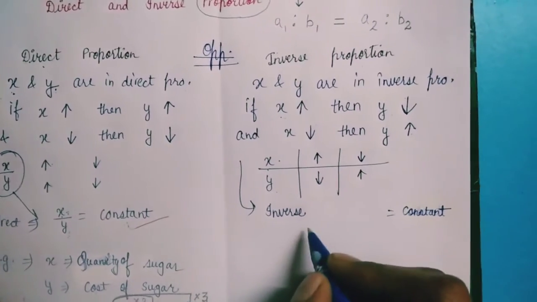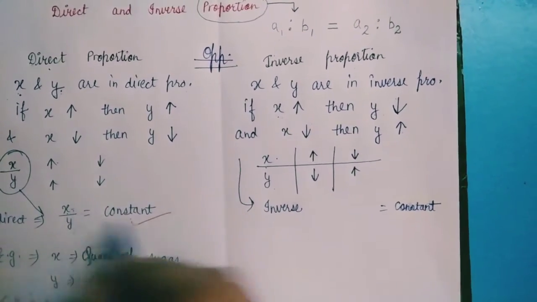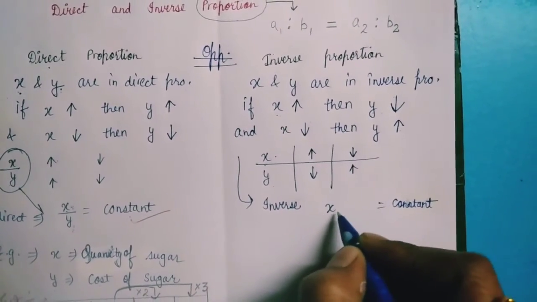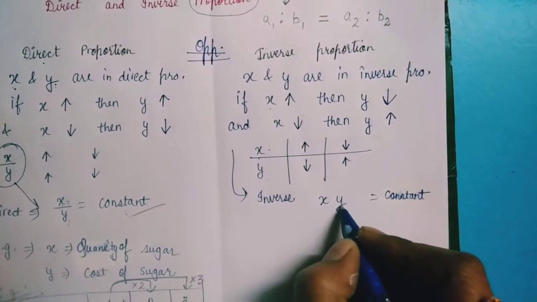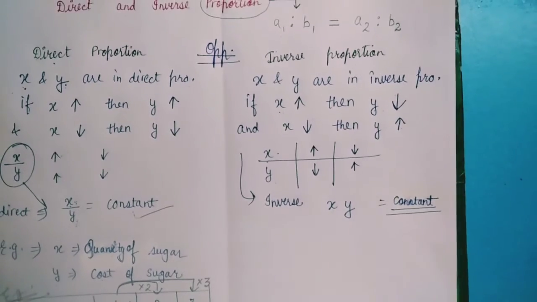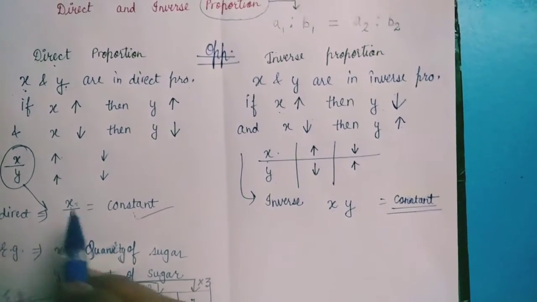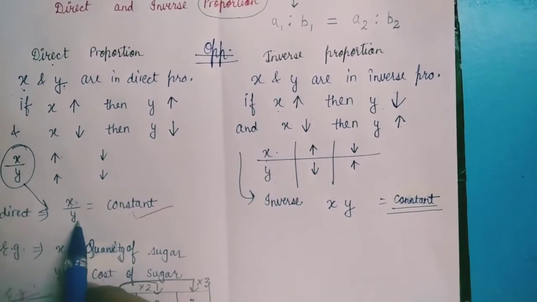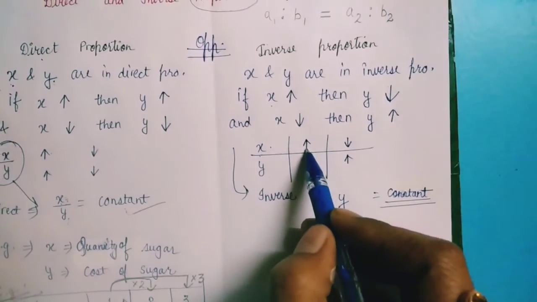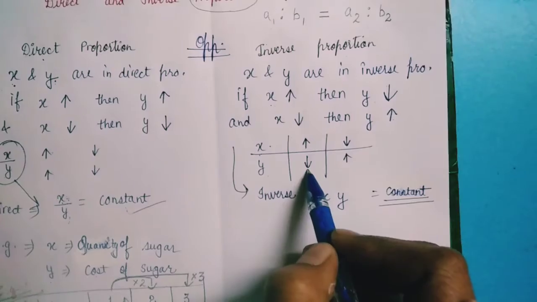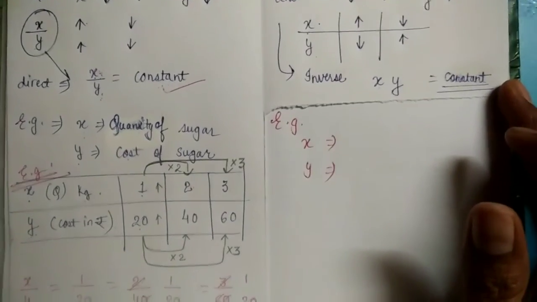In the increase proportion, we multiply x by y. So when x is multiplied by y, we get a constant. In the direct proportion, we are dividing x by y, so its opposite we will do in the inverse: x will multiply by y. Now we will see one example.